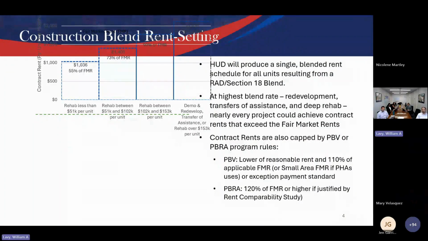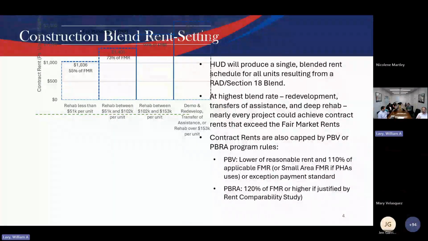But if it does rehab between $51,000 and $102,000 per unit, now the rents go up almost $300 to $1,401 per unit. If it does deeper rehab between $102,000 and $153,000 per unit, then its rents go up to $1,766 per unit.